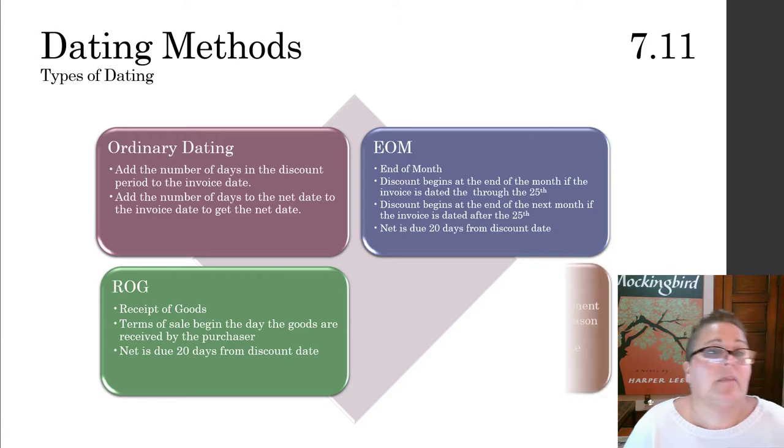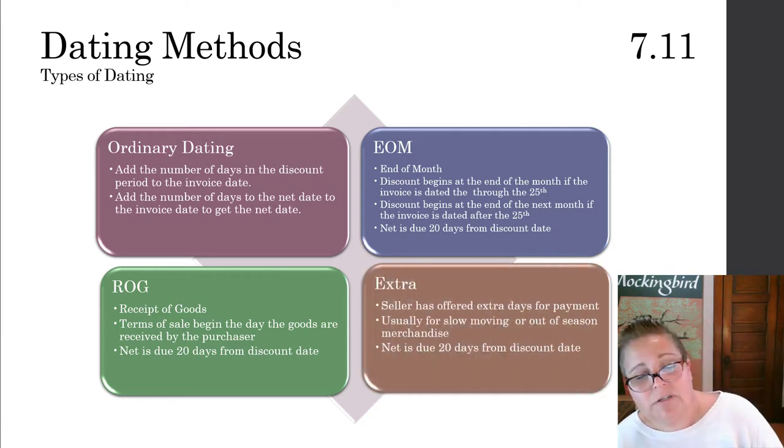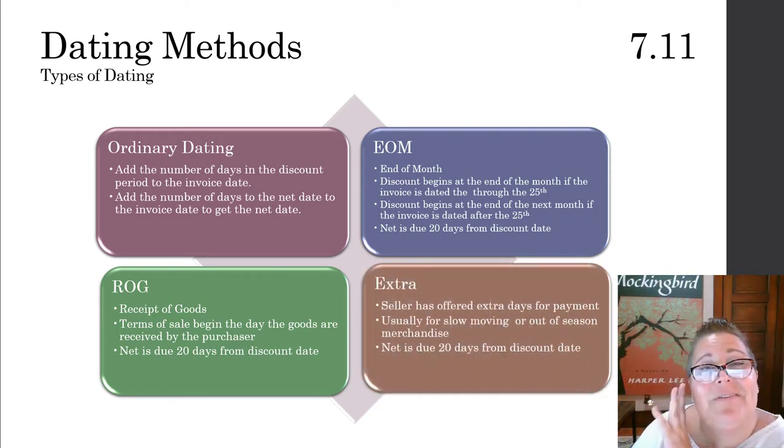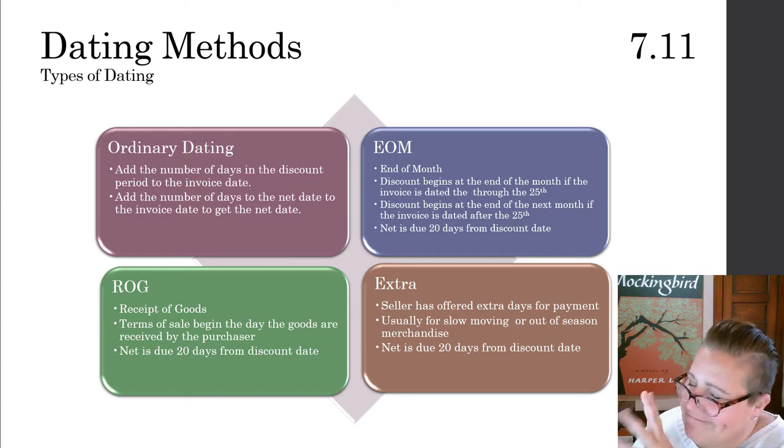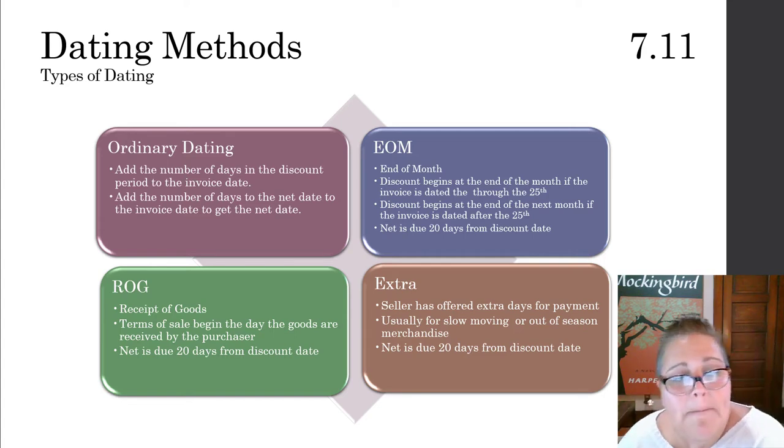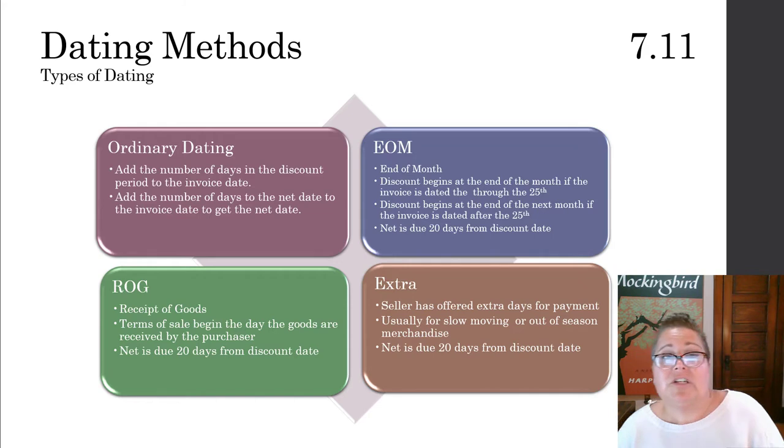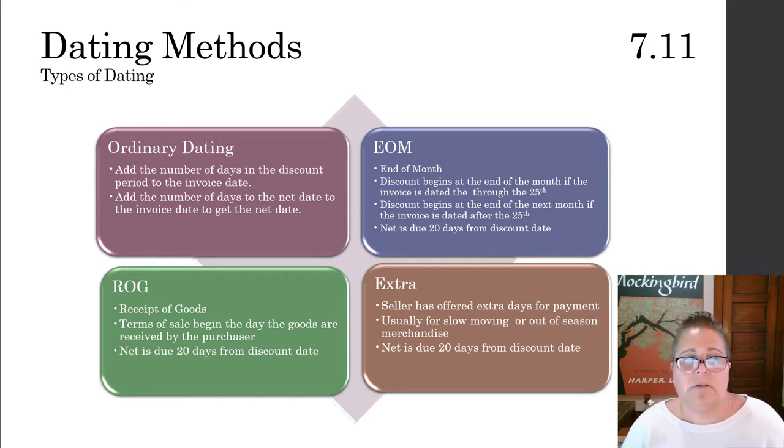Right? The last one is known as extra. This is the one I consider a bit of a gimmick. Not so sure about this one. But basically, the extra just simply offers extra time for you to get the discount. So extra means just that. If it says 15 days for the discount and then it says 30 extra, you get 30 extra days and a total of 45 days for the discount. You just add those to the number of days for the discount.